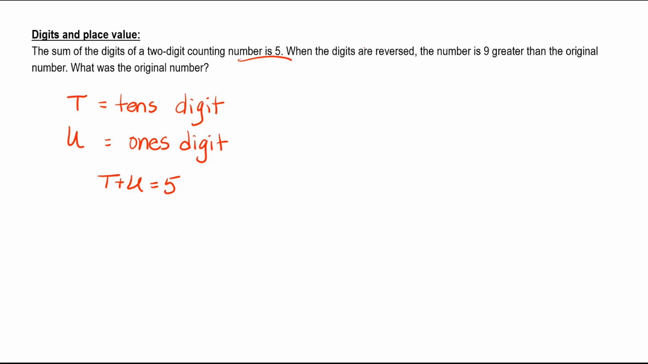Okay, so that can be confusing. Let's think about the value of the original number. The digit in the tens place is T, so its value is 10 times T. And then U is the units digit. The ones digit is just worth whatever U is. If it's a 3, it's worth 3, because that's how the ones digit works. So this is the value of the number we're looking for.